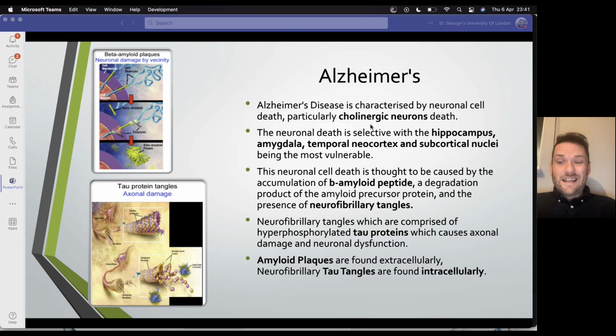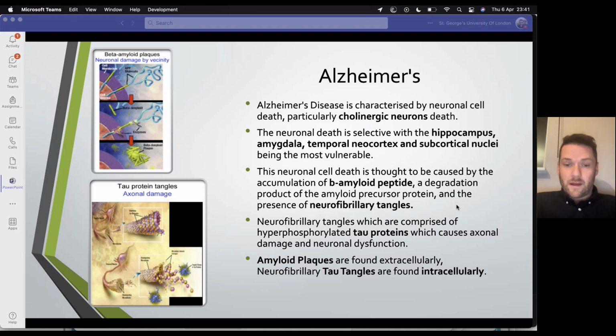The neuronal death is selective, with the hippocampus, amygdala, temporal neocortex, and subcortical nuclei being the most vulnerable. So what you're really getting is your hippocampus area. If you imagine a view face on of a brain, it's those bits underneath that you'll see wasting away, and also a lot of the temporal neocortex. So all of the cortex here, that's where you'll see a lot of the wasting. You'll see some photos of that later on.